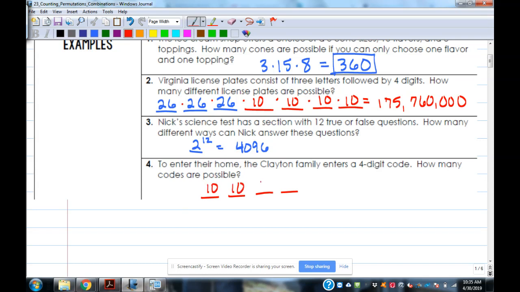10 for each one. Hopefully, you don't make your code 0000, because that's the first thing a crook's going to try when they try to get in your house. And I wouldn't think 1, 2, 3, 4 either. Don't make it that. So that'd be 10 to the 4th power, which is 10,000 different codes that it could be.